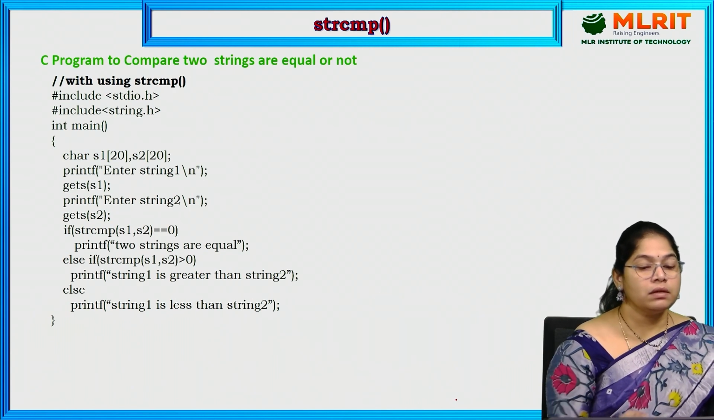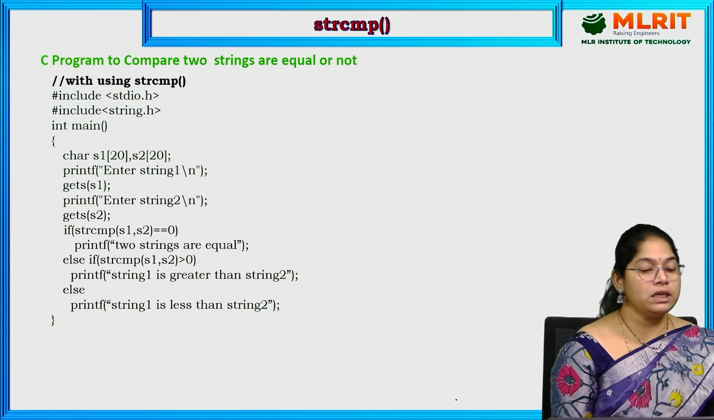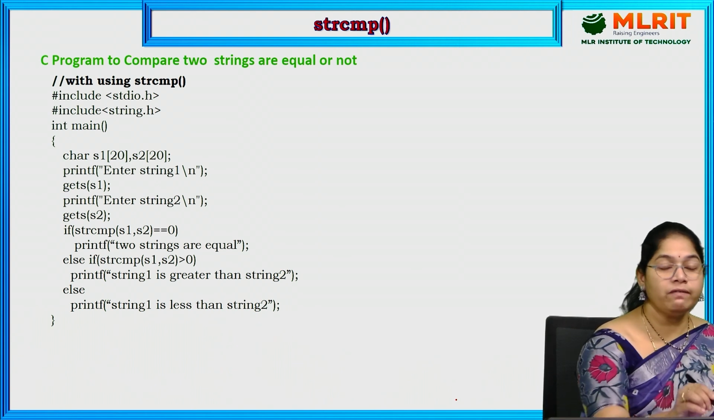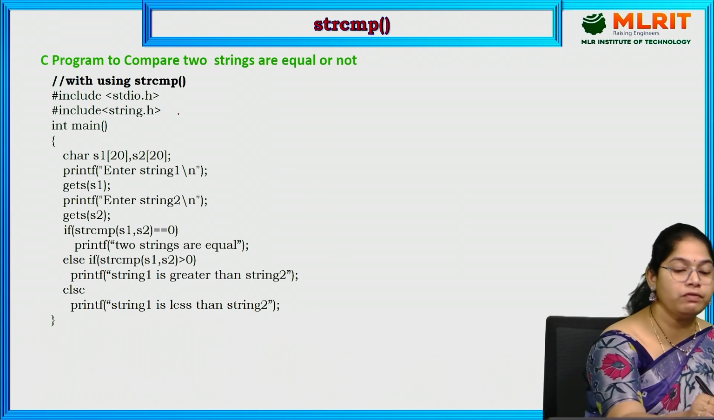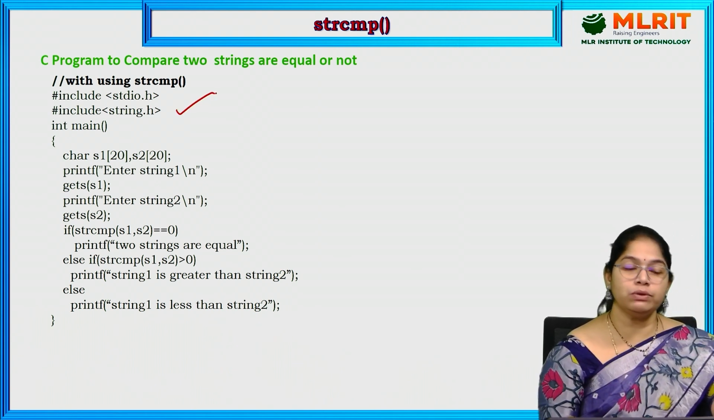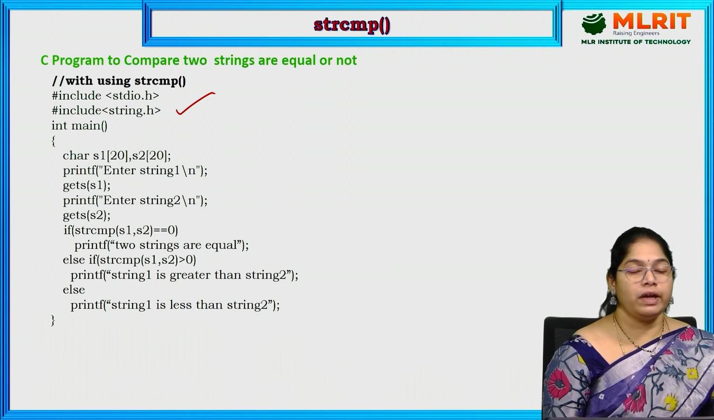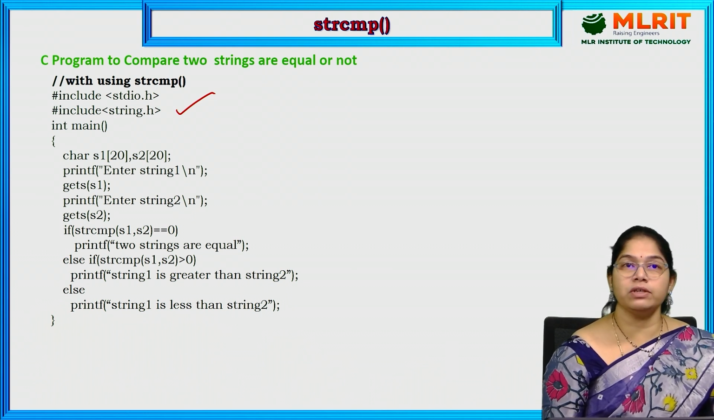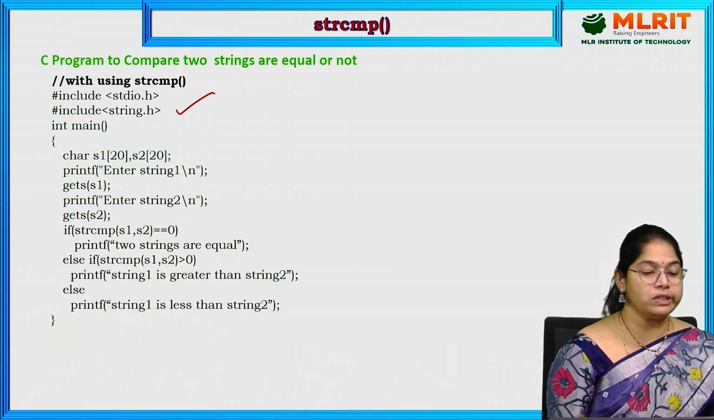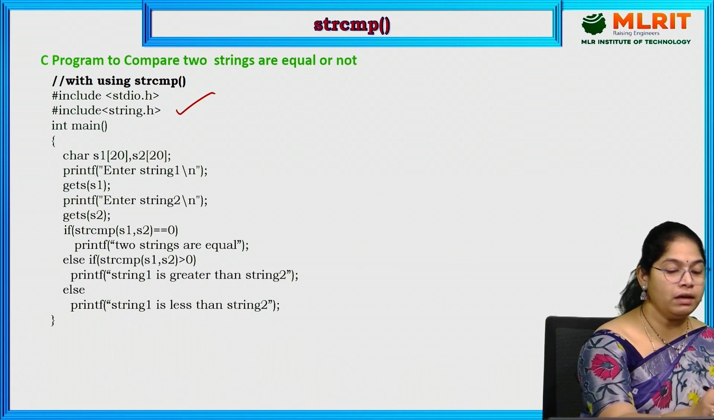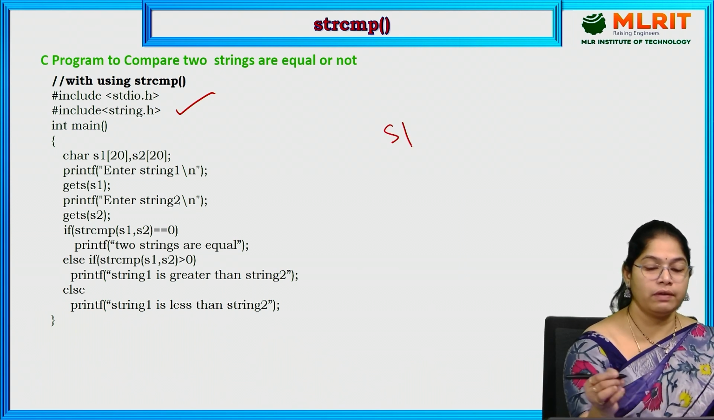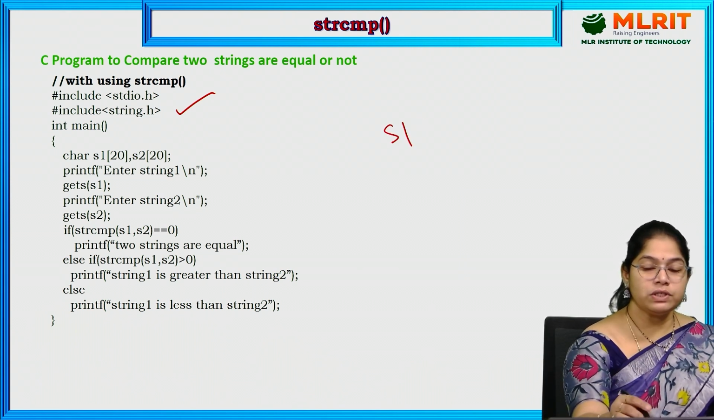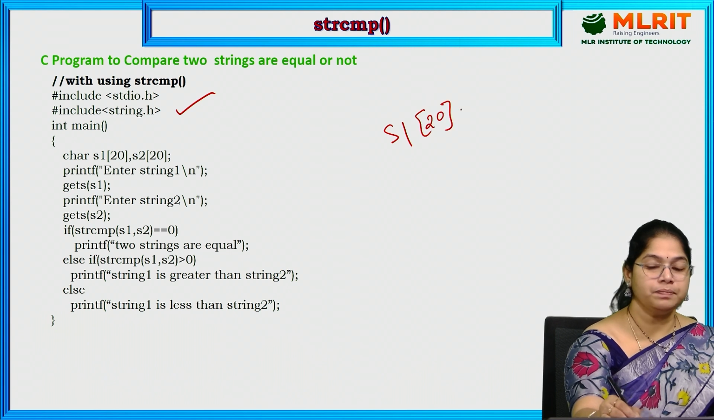Let us go with the example of strcmp. So whenever we are using strcmp function, we have to include the header file string.h. Then here we have s1. I have declared s1, which is of size 20. Here I am taking the same example.